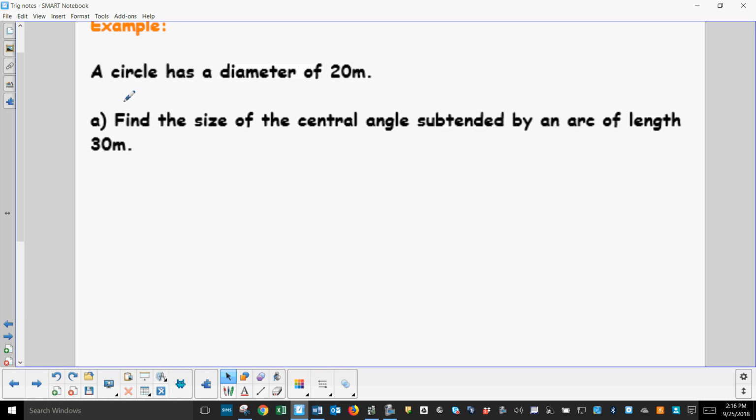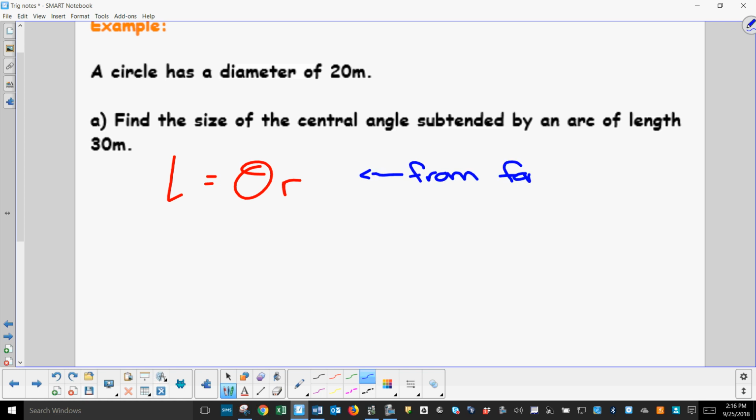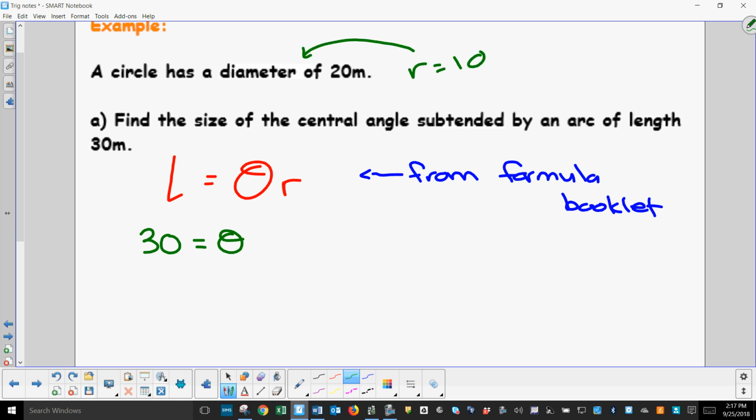Yeah, good. Theta r, yes. That's right. That's from the formula booklet. Maybe make a little note in case in a few days you forget where you got that from. It didn't ask for us to find our angle in radians or degrees, so let's do it in radians because that's a beautiful, simple formula to use. The radians formula is better. They told us that the length is 30. We don't know theta. Oh, good point, radius equals 10 if the diameter is 20. It's half. So 30 equals theta times 10. What's our angle got to be? 30 over 10.